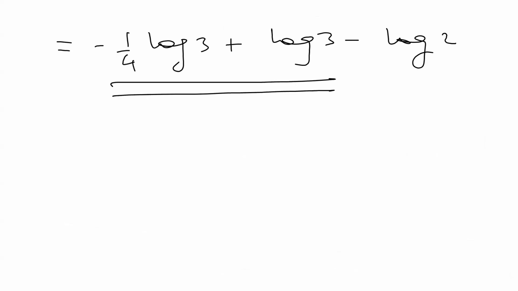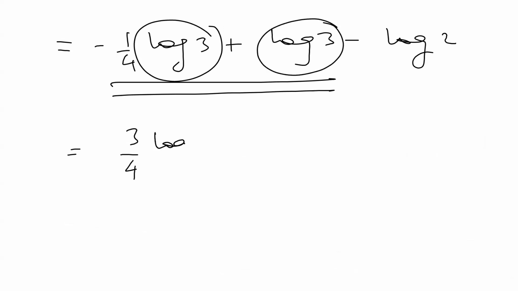Now minus 1 by 4 plus 1. So that is 1 minus 1 by 4 because log 3 is common over here. So 1 minus 1 by 4 is 3 by 4. So 3 by 4 log 3 minus log 2. That is your final answer.